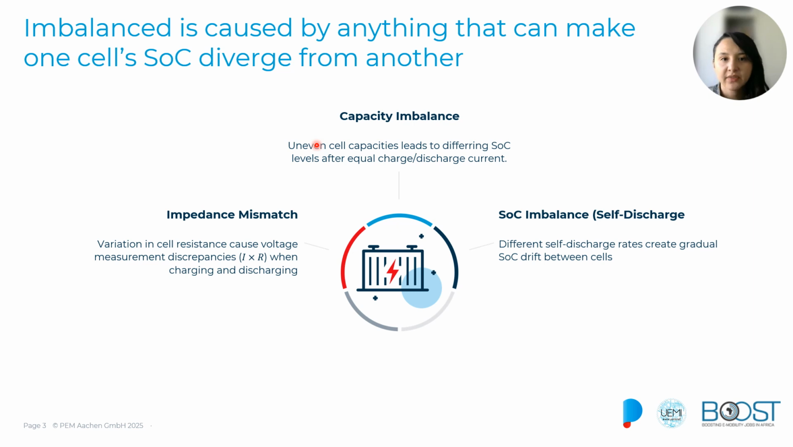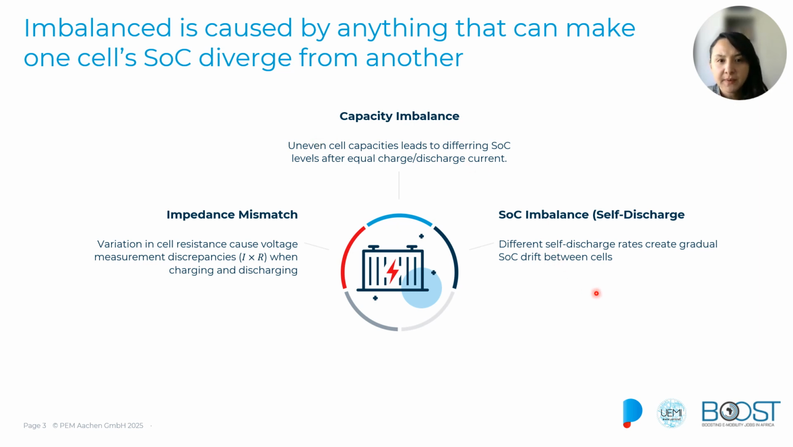In this case, the cells that have the lower capacity will reach, for instance, the voltage limits faster, and they are going to be the ones limiting the pack performance because they will cause the pack to shut down earlier than expected.